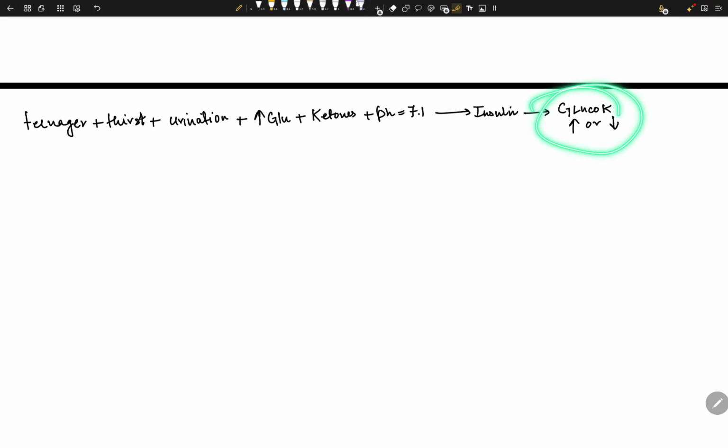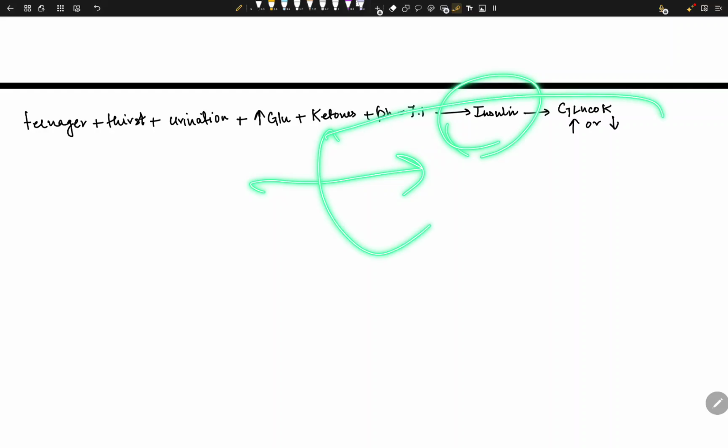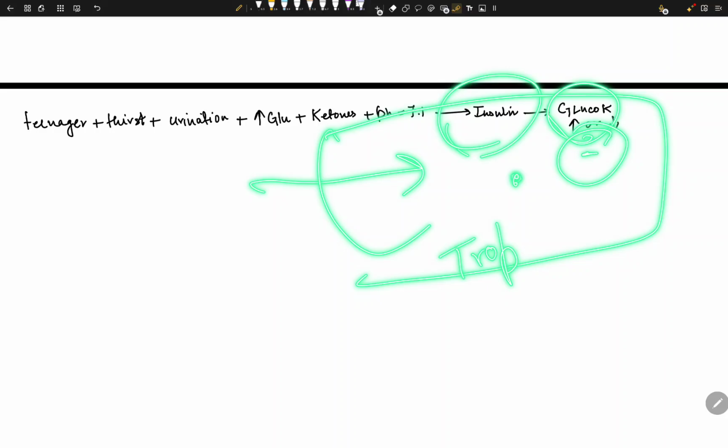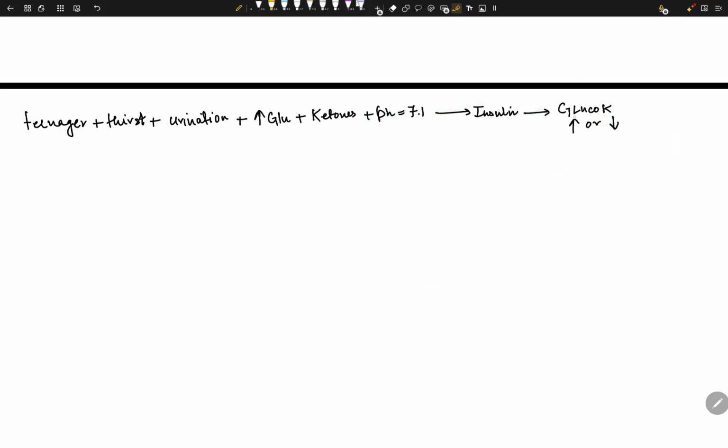Now the question here is, will the glucokinase go up or down? If insulin is going up, what will happen? Insulin is telling the cell to shove that glucose inside. Now the cell has to store this glucose. How would the cell trap it? It would trap it by using either hexokinase or glucokinase, depending upon the location. But in this question, specifically, I'm asking, will the glucokinase go up or down? Yes, it will go up because the glucose has to be trapped.